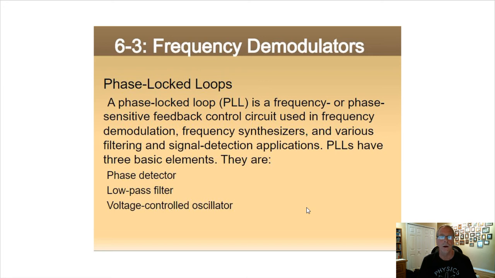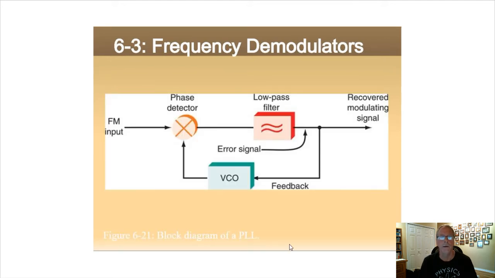Basically, what they are are frequency synthesizers. They'll take one frequency on the input and create another frequency on the output. In the process of doing this, it creates other error signals, which we can use for demodulation. So I think I've got a picture coming up here. Okay, so here's a phase lock loop. This is a block diagram of a phase lock loop.